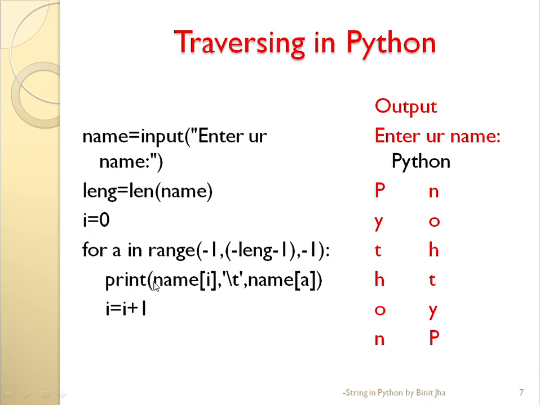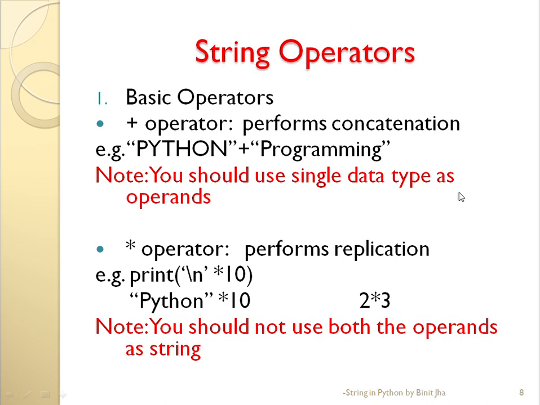So in the same loop, we are doing two things. The first thing is name, the index i should be displayed with a tab space. Again name, the index value a should be displayed. So that's the output.